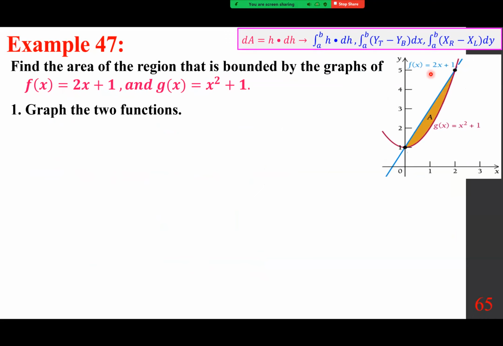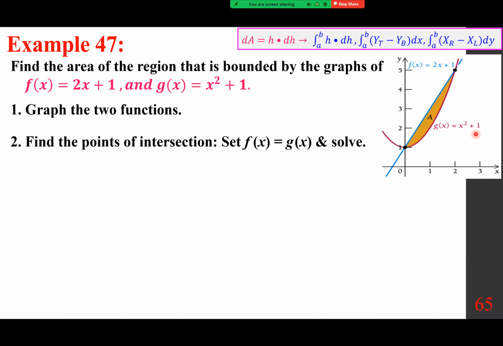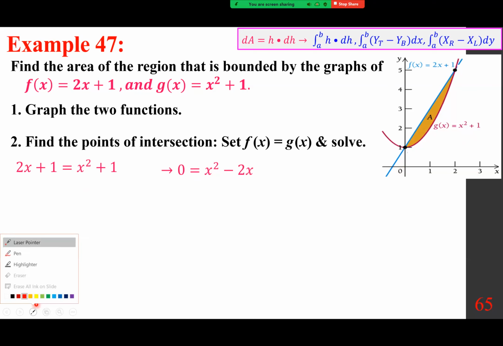So the blue one is the line, f of x equals 2x plus 1. The red one is g of x equals x squared plus 1. Now, we need to find points of intersection by setting them equal, because we want to know the x coordinates of the two, and therefore we set the two equal. Obviously, the 1 can cancel out, and then we move the 2x. We factor the x out. So x is either 0 or 2. So the limits of integration, a and b, are 0 and 2.